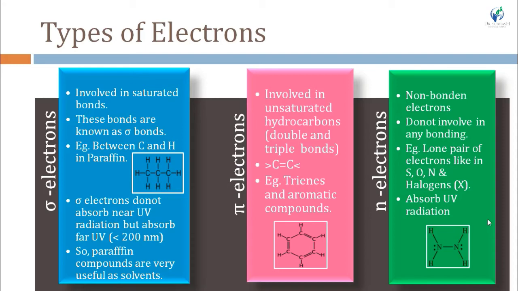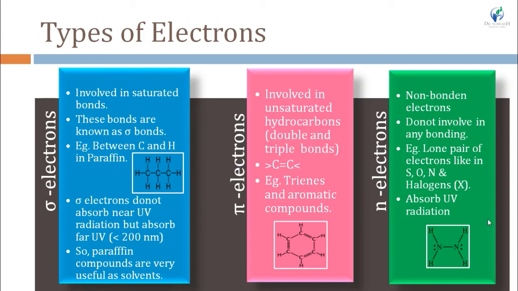So basically these three types of electrons play a very important role in UV absorption spectroscopy, because UV absorption spectroscopy is an electronic type of spectroscopy, as it all depends on electronic transitions. So these electrons, sigma, pi and n electrons, play a very important role in UV spectroscopy, because UV spectroscopy is all about the transition of electrons from ground state to excited state and from excited state to ground state.